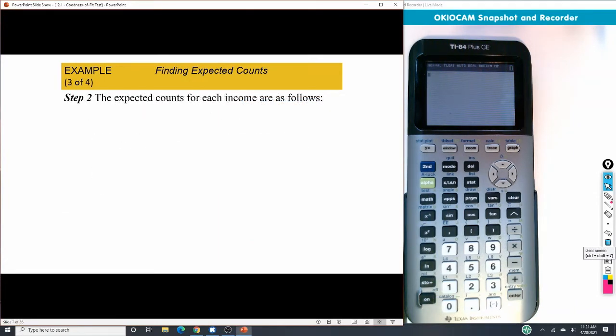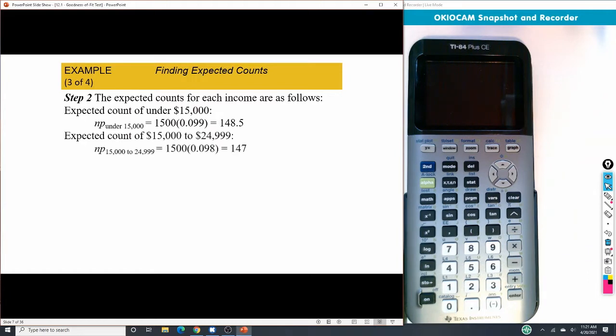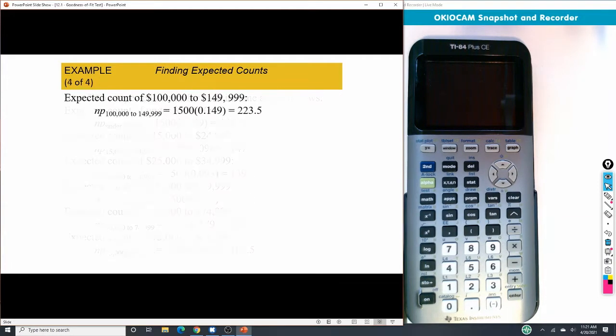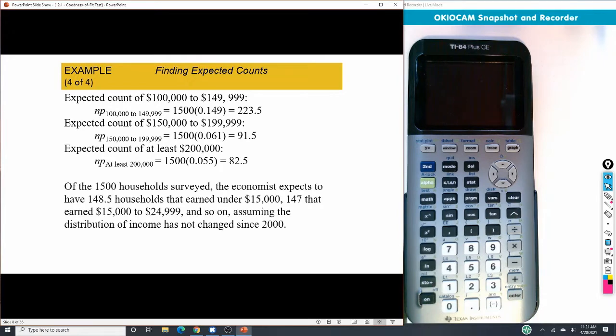We multiply 1,500 times every one of those percents, and the result is how many homes we expect to be making that much money, what their income should be. All they're doing is multiplying 1,500 times that percent.